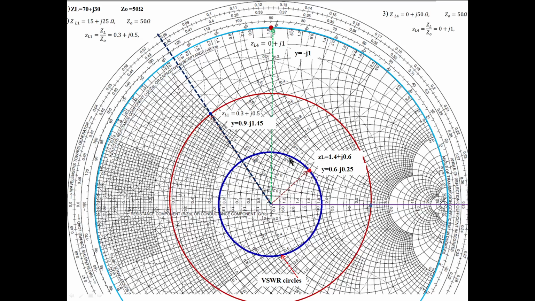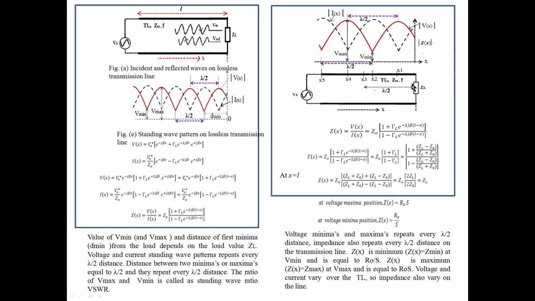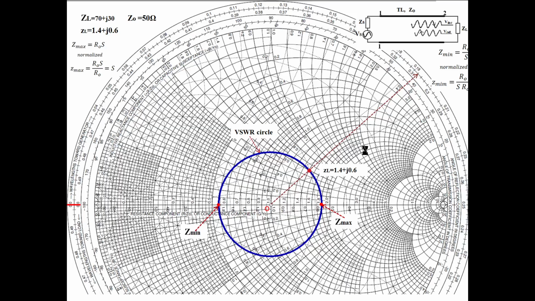So the maxima position may change based on the load ZL. Based on this ZL, that maxima may be anywhere over this line, anywhere over this line. That we can easily find from the Smith chart, as we discussed.